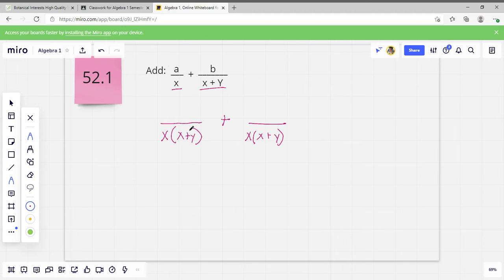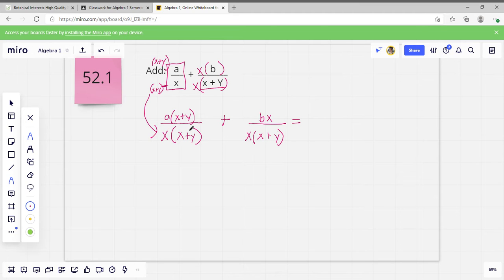Now, to get this new top right here, we multiplied this x times x plus y to get that new bottom down there. So we have to do the same thing to the top. We have to multiply the top times x plus y. So our new top would be a times x plus y. On this side, we multiplied this x plus y times x, so we have to do the same thing on the top. We have to multiply times x. So we would have bx as our new top.